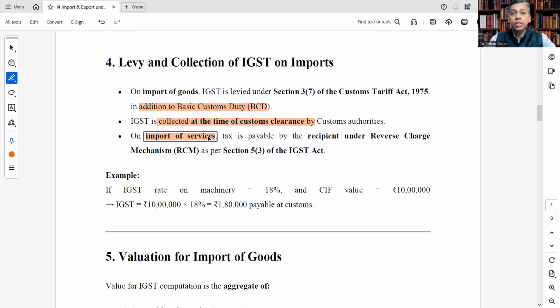On import of services, tax is payable by the recipient under reverse charge mechanism as per section 5 subsection 3 of the IGST Act. In case of import of goods, IGST is levied as per section 3 subsection 7 of Customs Tariff Act in addition to the basic customs duty, and it is collected at the time of customs clearance by the customs authorities. And in case of import of services, tax is payable by whom? Recipient under the reverse charge mechanism as per section 5 subsection 3 of the IGST Act.